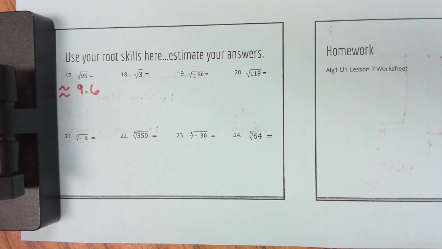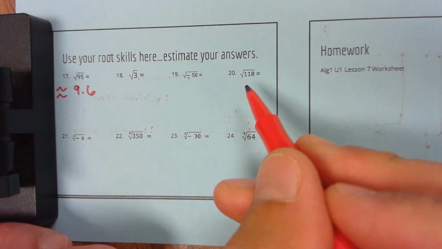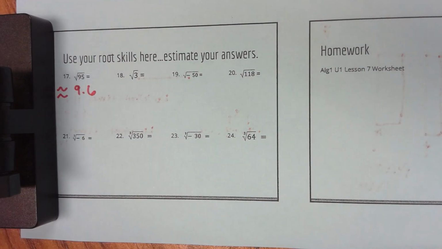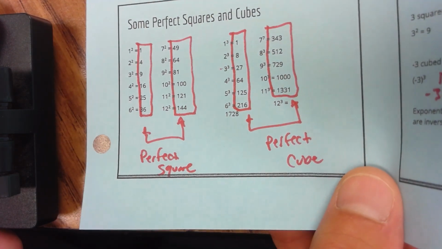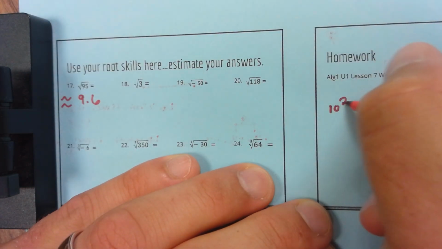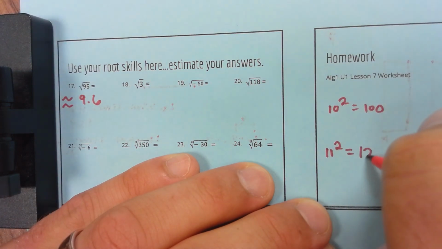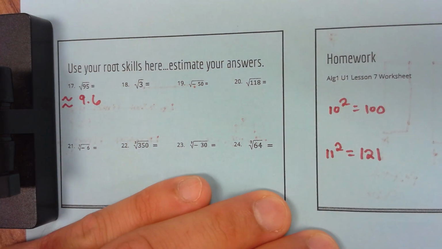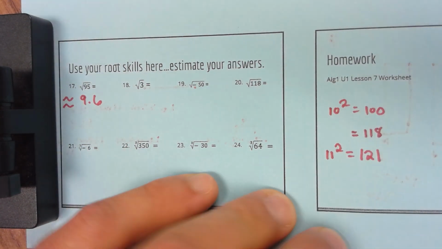Let's try root 118. And this time I'll write out a little bit more of how we can check this. So root 118, again, I'm going to think about, where does 118 fall? 118 is in between 121 and 100. So I might write those down. 10 squared is 100. 11 squared is 121. And we're trying to figure out, where is 118?